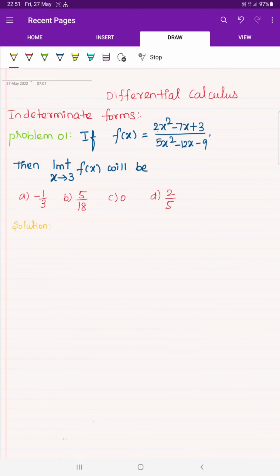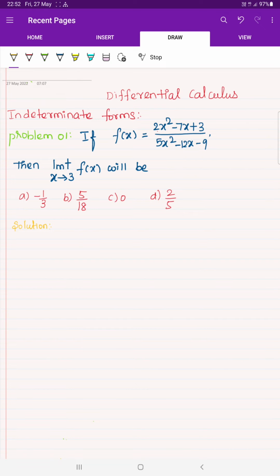Let us start with the first one. In differential calculus, the first topic that we are going to learn about is indeterminate form. Just keep this word in your mind. Now we are taking the first question. Let us see how to solve this question and what the indeterminate form is. Continuously ask yourself what this indeterminate form is.